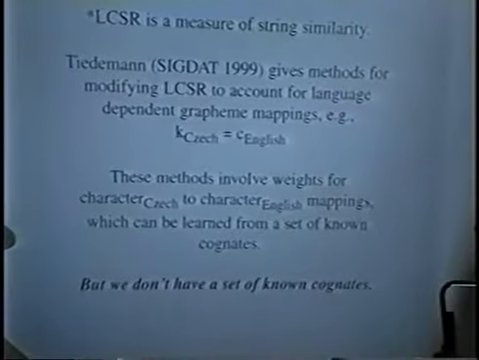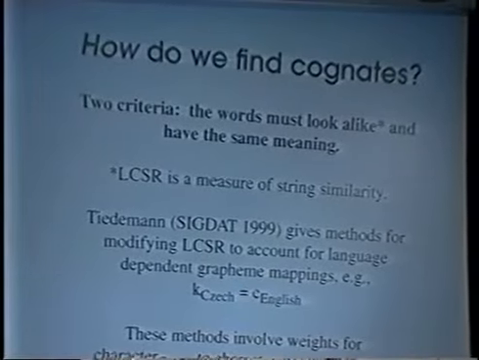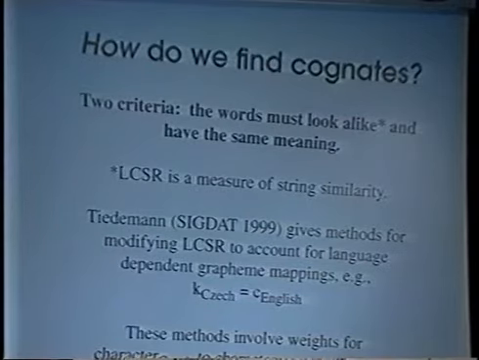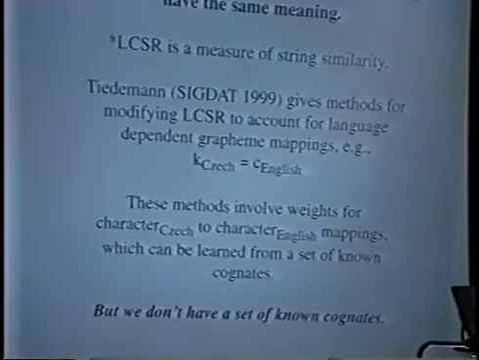So, how do we find cognates? From here on in the talk, I'm going to refer to cognates as any words, one word in one language, another word in another language, that look alike and have the same meaning. So what do we mean they look alike? There's a standard measure of string similarity, LCSR, which stands for longest common subsequence ratio. And this year, Tiedemann from Sweden gave some methods for modifying this LCSR to account for language-dependent character mappings. For example, the Czech K maps very often to the English C in cognates.